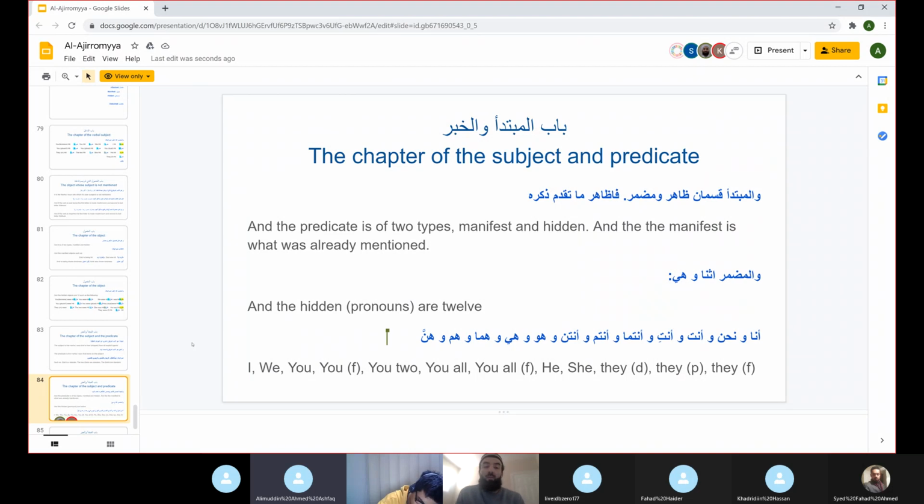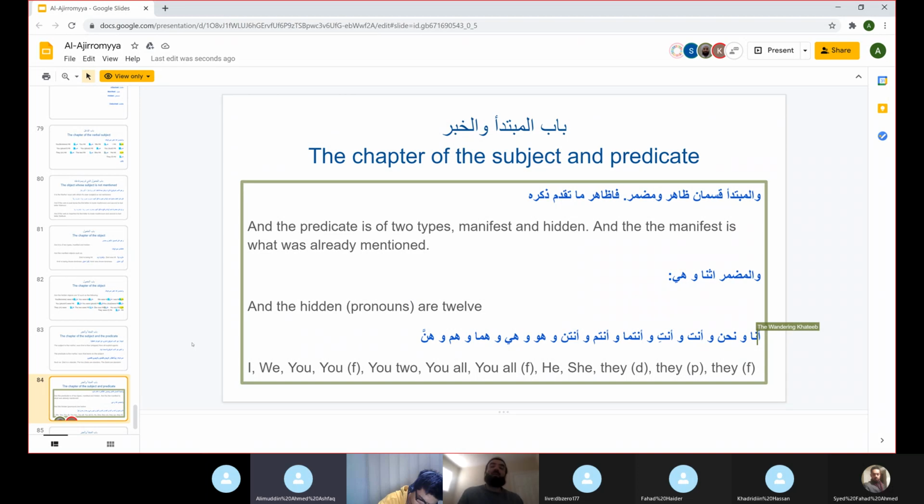So, ana. What is ana? For example, I say ana qa'imun. Does he have examples? Yeah, we'll get to the examples. So ana is the first hidden. So think of these as pronouns that are not objects. These are pronouns that, if you were to replace the explicit subject, the name, with a pronoun, would go in its place.